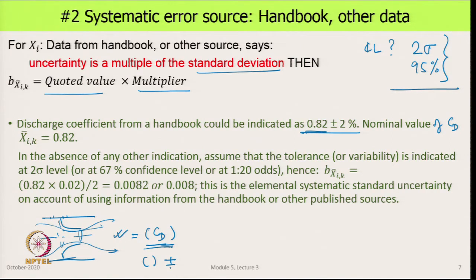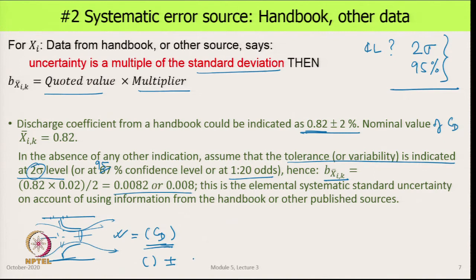And since there is no other information that we have, we assume that this tolerance or variability is indicated at the 2 sigma level. Of course, this is not 67%, this is 95%, or at 1:20 odds. Assuming that, the elemental systematic standard uncertainty due to the discharge coefficient will be 0.82 times 0.02, which is 2% of this, divided by 2 because of the 2 sigma level assumption that we have made.